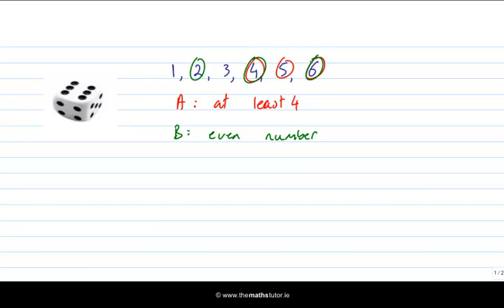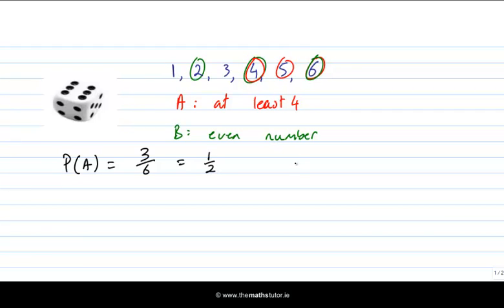So what do I mean by conditional probability? Well, let's calculate the probabilities of these events for a start. So the probability of A, the probability that we get at least 4, it's easy to calculate. We have 3 outcomes. So all the outcomes in this sample space are equally likely. So we have 3 successful outcomes and 6 total. So we get 3 over 6, which is a half.